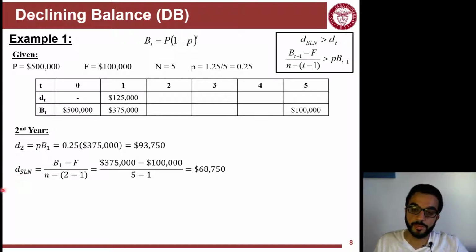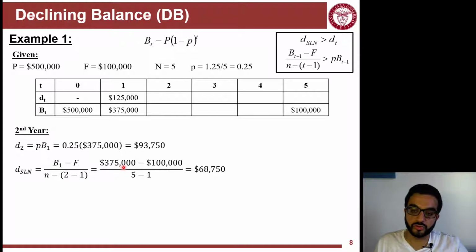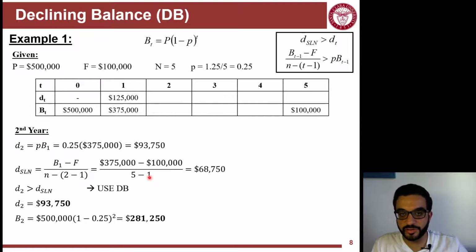So it's B1, that's the latest book value that I have to start the straight line depreciation if I decide to do so, minus the salvage value over 4 years of depreciation. And that means I'm ending up with 68,750 straight line depreciation, which is less than the declining balance depreciation in the second year. So I will stick to the declining balance.